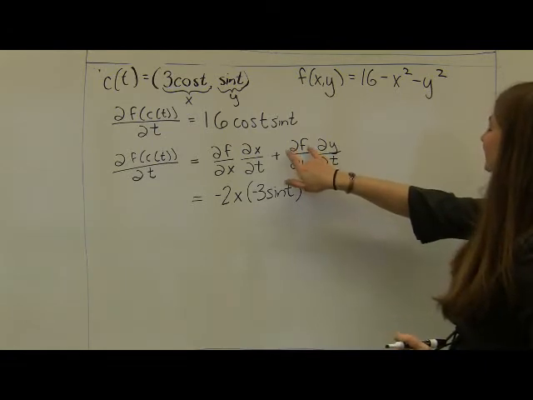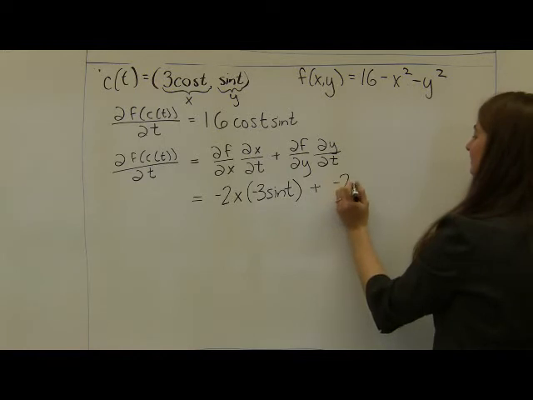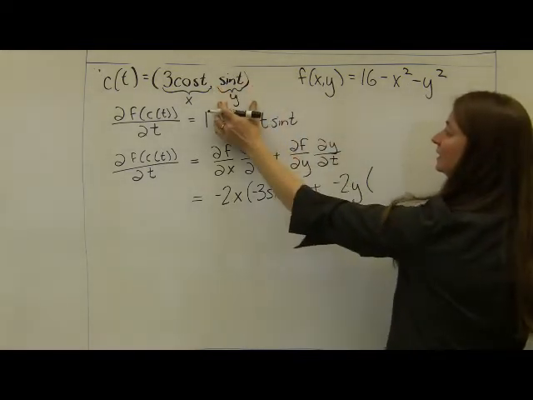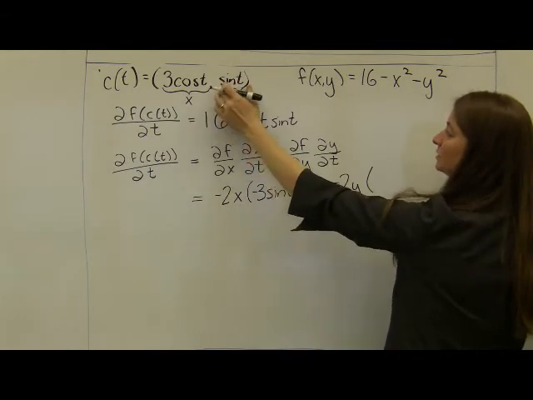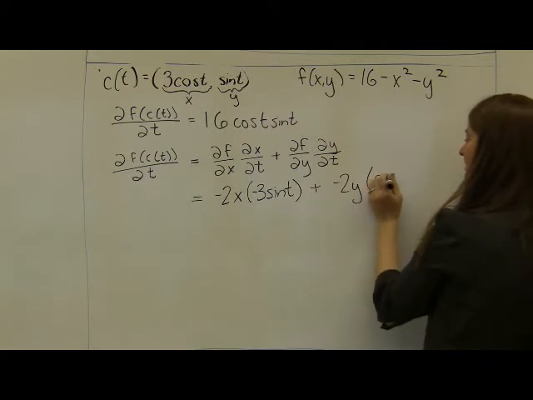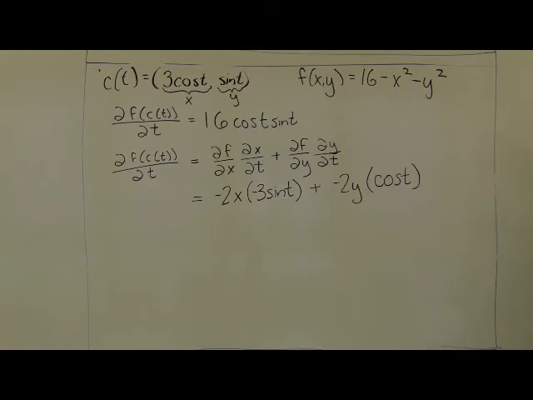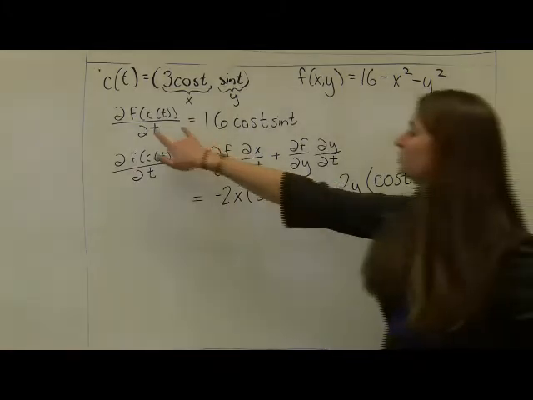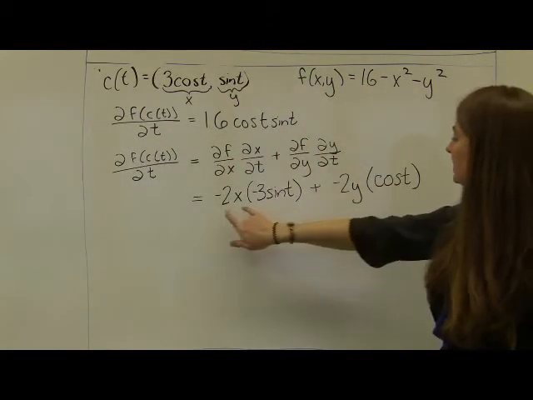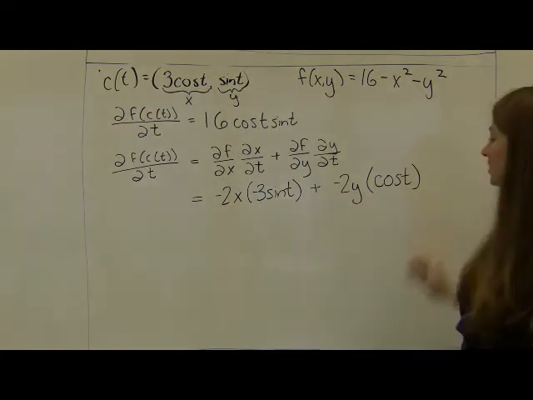And then looking in the y direction, my derivative of f with respect to y is negative 2y. And my derivative of y with respect to t is looking at this function where y is equal to sine of t. And so the derivative of y with respect to t is just going to be cosine t. And we're done. Almost. Here, we got our derivative with respect to t to be this simple-looking thing, whereas here I have a really complex-looking thing that has x's and y's and sines and cosines.